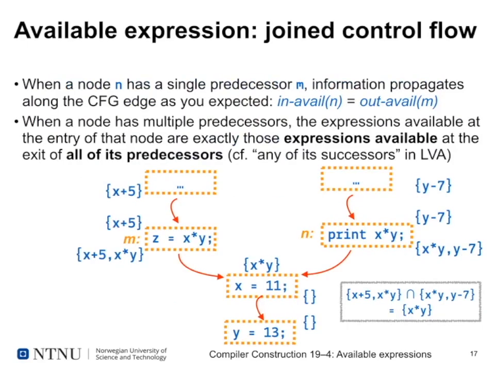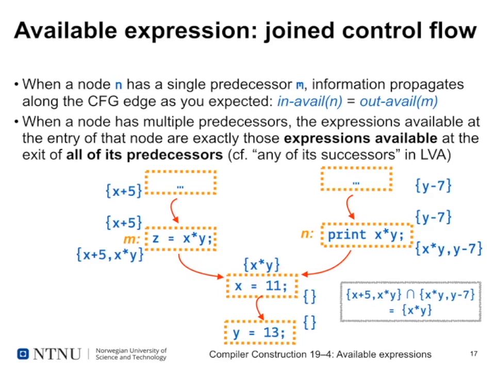So the more complex problem actually arises when we look at control flow joins. When a node in our program has a single predecessor, as we've seen before, it's simple. The in available expressions of the current node are the out available expressions of the previous node. Now when a node has multiple predecessors, like in our example with an if and an else maybe, either we come from the left-hand side and arrive at an instruction, or we come from the right-hand side and arrive at the very same instruction, then we have to consider both sides.